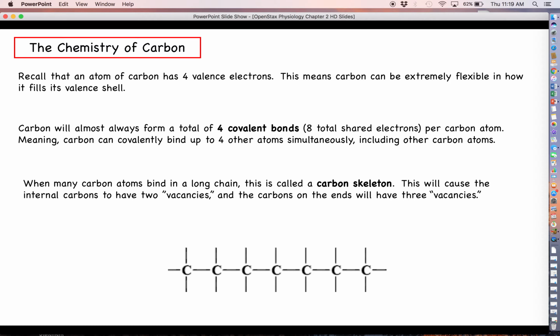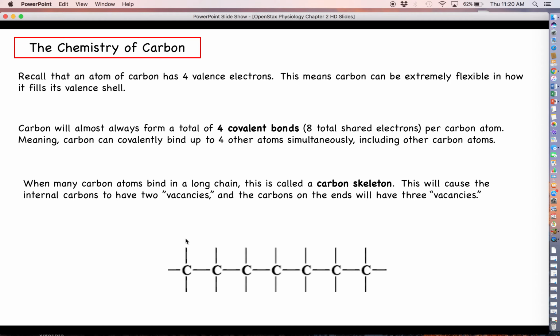So carbon is extremely versatile in terms of what kinds of molecules and structures it can form. A very common one that we'll see here is the formation of what's called a carbon skeleton. Essentially you form a polymer of carbon atoms joined together one right after another. In this particular case, we have a total of 7 carbon atoms. And you will notice each carbon atom has what we will call vacancies. The carbons on the end have 3 vacancies, and the ones on the inside have 2 vacancies.